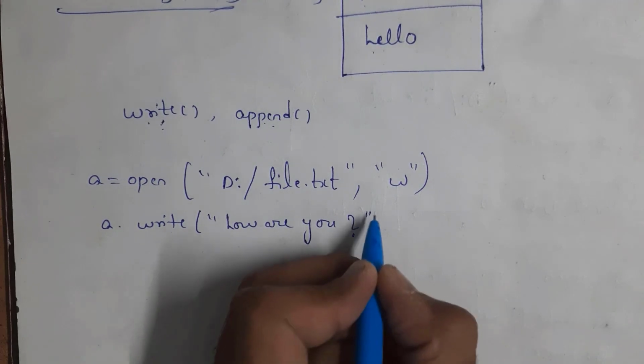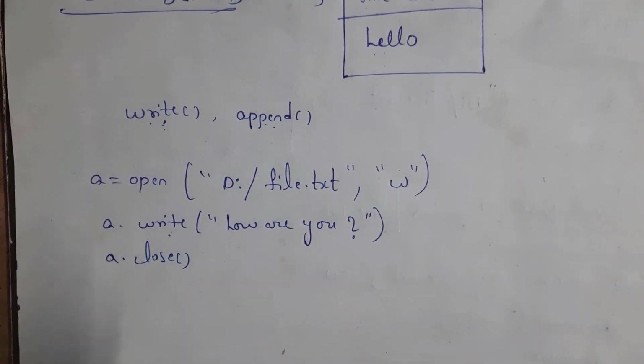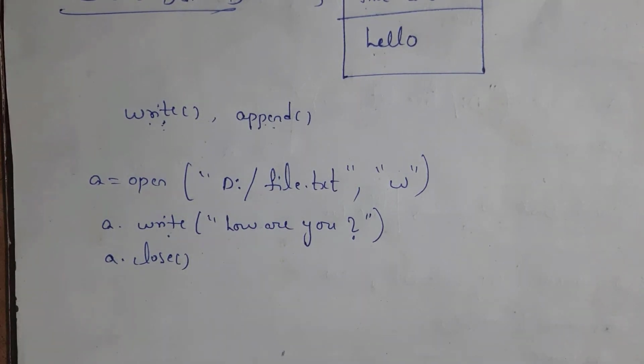Inside write method, I have written how are you. And at last I have written a.close. What this write method will do is, this write method will delete previous data which is present in my file and will add new data.